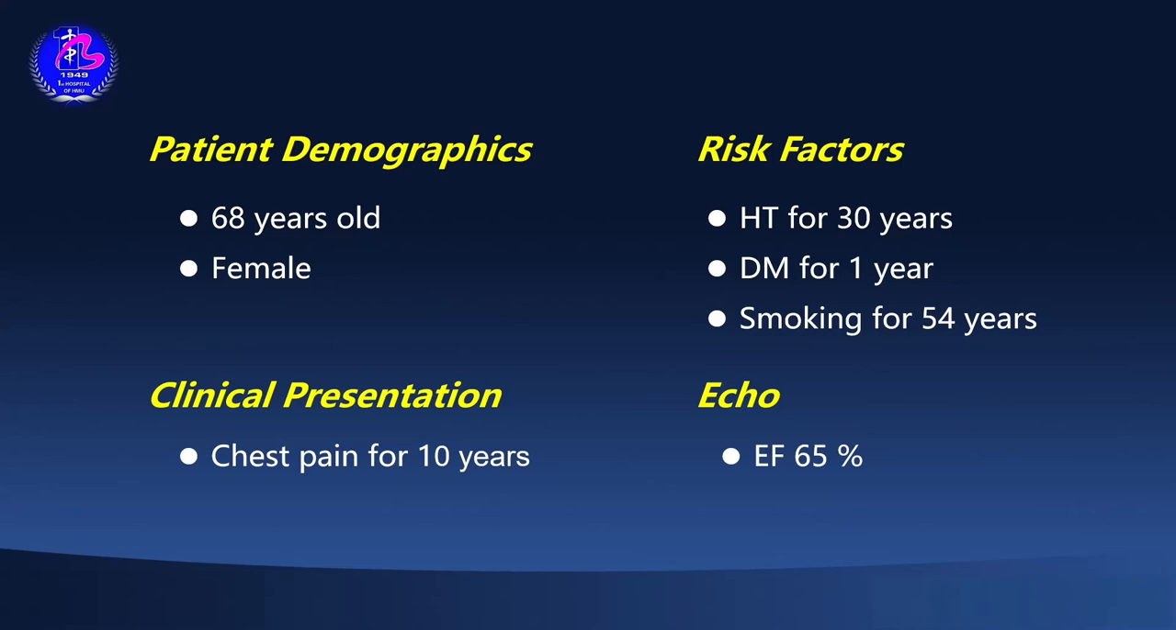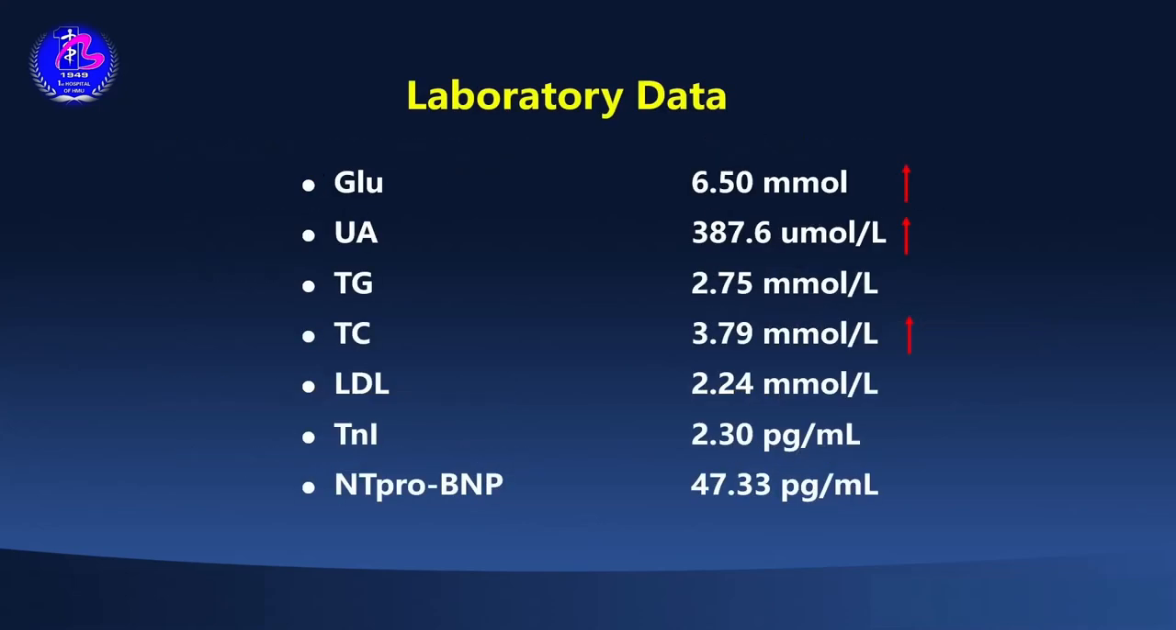The patient is 68 years old with hypertension for 30 years, diabetes for 1 year, and smoking for 54 years. His chief complaint is paroxysmal chest pain for 10 years. His ejection fraction is 65%. Next, the following is laboratory data. You can see glucose and plasma lipid levels are abnormal.